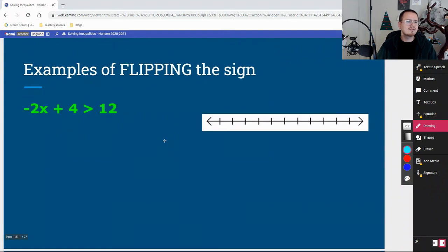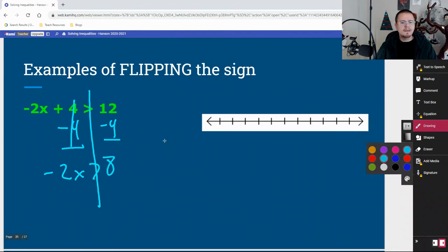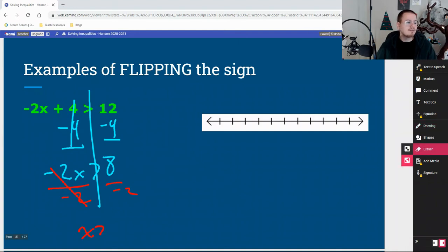So let's do a couple real quick to solve it. Subtract by 4 on both sides. We get -2x is greater than 8, right? And then we divide. Now look, we're going to divide by a negative, and if you divide by a negative, you got to flip the sign. And I already messed up because I'm going too fast. So because I divided by this negative sign, the inequality sign has to flip. It's no longer greater than, it's now less than, and it's -4.